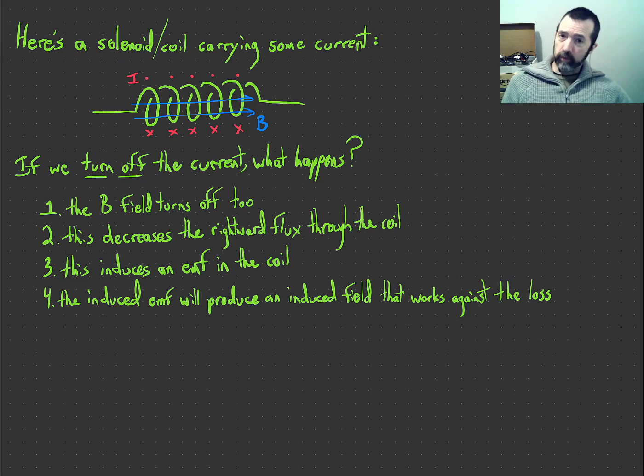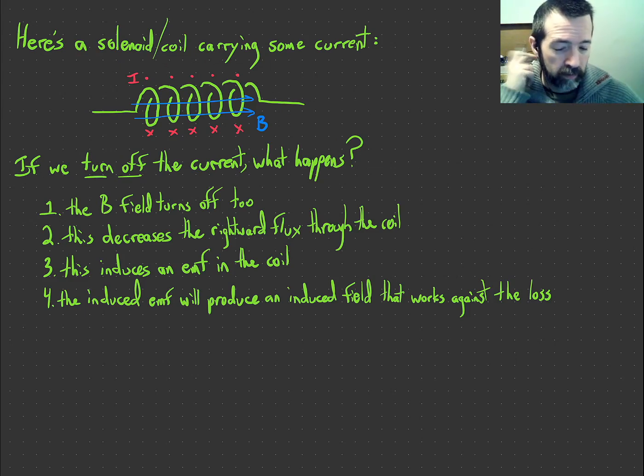The induced EMF is supposed to produce an induced magnetic field, which works against whatever flux change was occurring in the first place. So if I'm trying to get rid of this flux to the right, that means I should make an induced EMF, which will cause an induced current to flow, which will make an induced magnetic field to replace the magnetic field that I'm losing. And in this particular case, I've already done the right-hand rule here, so I know that if I want a magnetic field that points to the right, I need a current that flows in the direction of the original current.